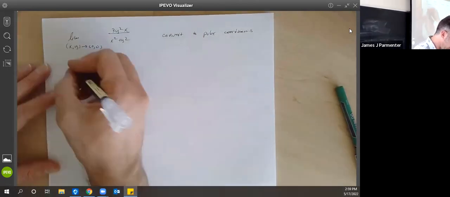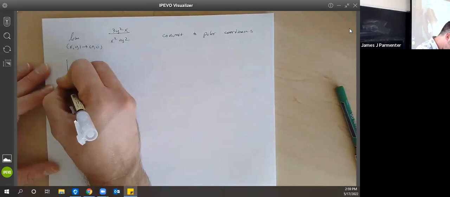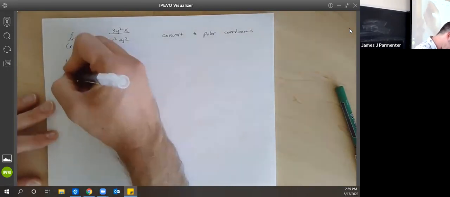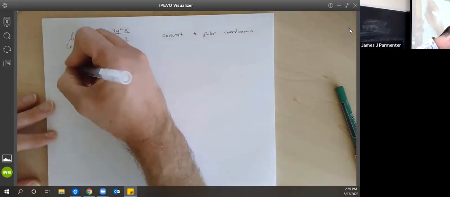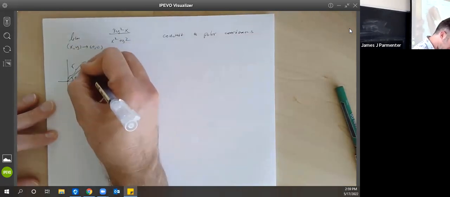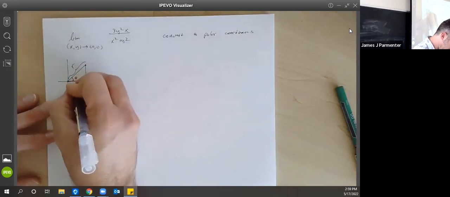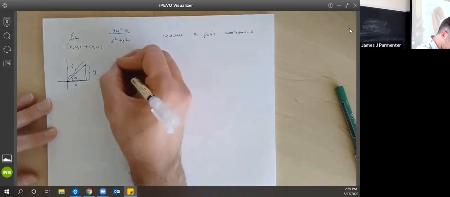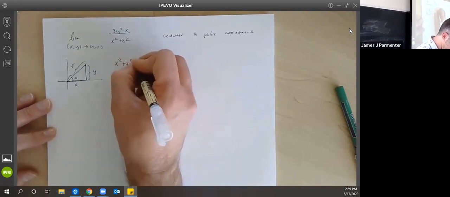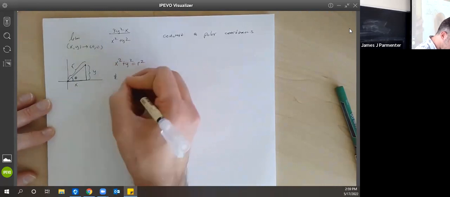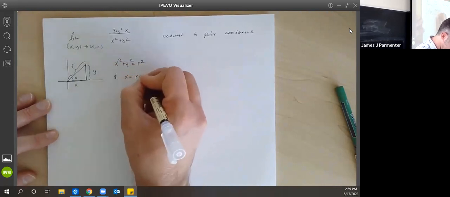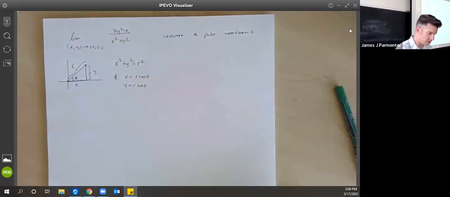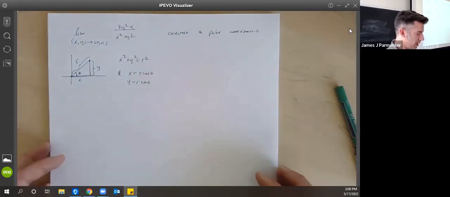So here's what we need to know for this. Draw a little segment, angle theta, distance r. And then drop a perpendicular. This is going to be x. This is going to be y. So we have a couple of equations. x squared plus y squared equals r squared, x equals r cosine theta, and y equals r sine theta. Those are the important things to know about how to go between polar and rectangular coordinates.